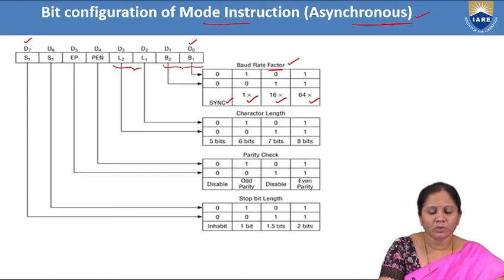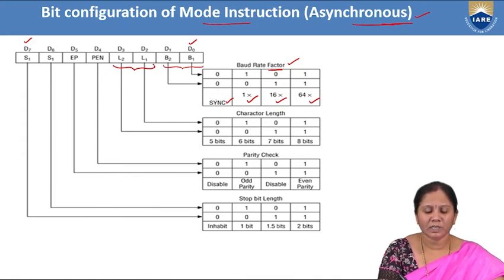And the next two bits are D2 and D3, which represent L1 and L2. So using these two bits, the character length can be decided. The character length may be 5 bits, 6 bits and so on. How to fix this character length: if these two bits are 0, 0, the character length is only 5 bits. If this is 0, 1, the character length is 6 bits. If it is 1, 0, the character length is 7 bits. If it is 1, 1, the character length is 8 bits. So these two bits decide the character length.